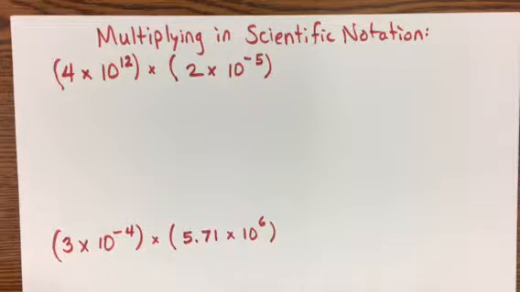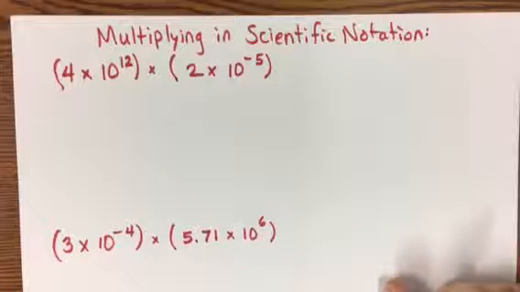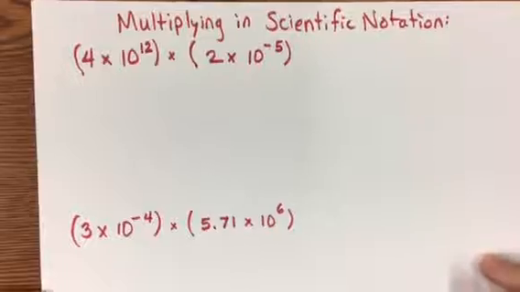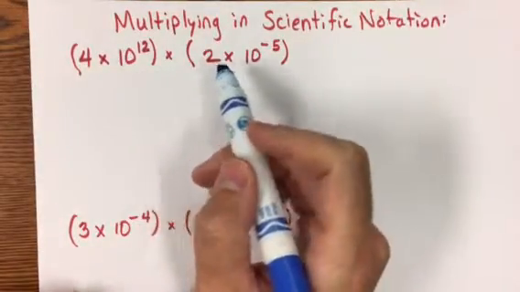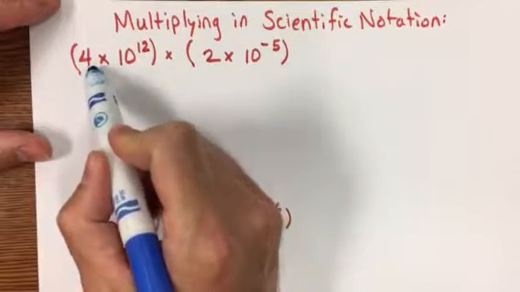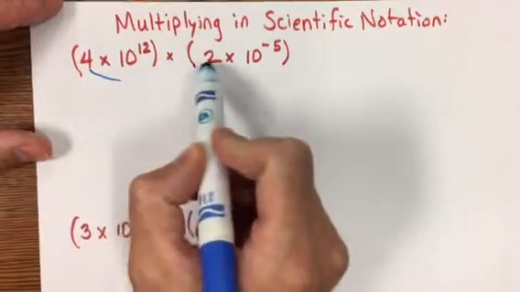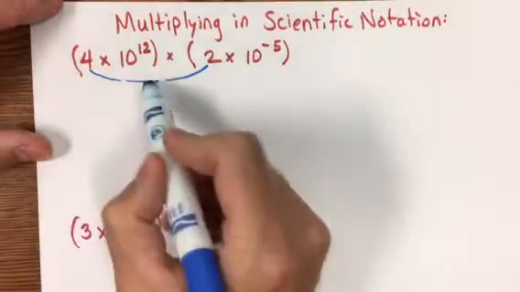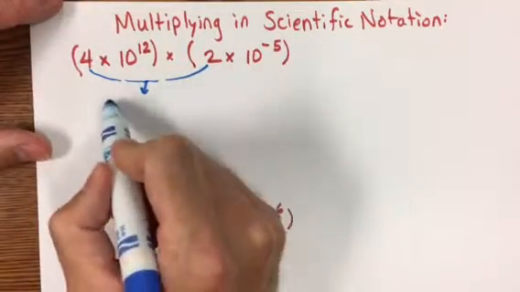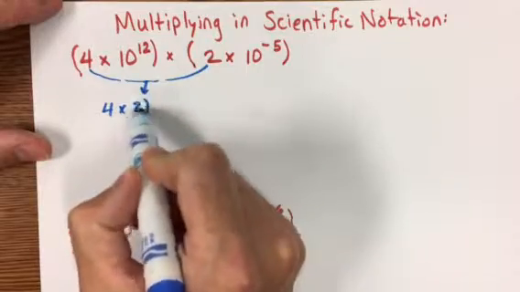Okay, in this video I want to show you how to multiply in scientific notation, and I've just given you two examples here and we'll see how it goes. So whenever you multiply in scientific notation, all you got to do is multiply the two numbers that are not the 10 powers, multiply them together, and you're going to get 4 times 2.